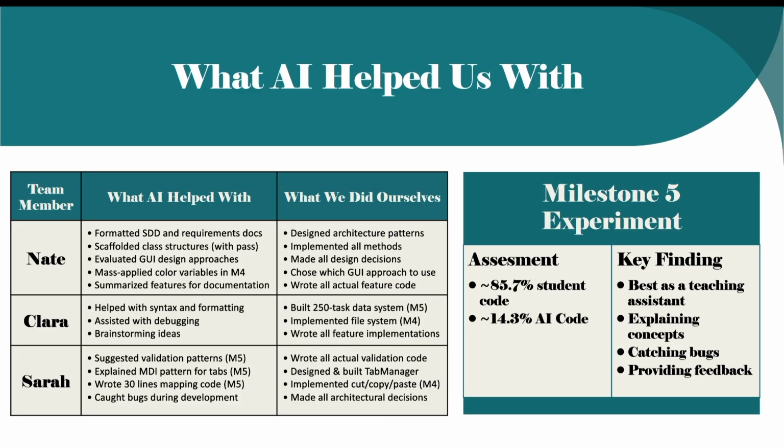Our professor required us to do some documentation on AI usage for Milestone 5. So when we did the math, AI wrote about 30 lines out of 210, so that's 14.3%, where we wrote 85.7%. And honestly, this is the pattern that all three of us experienced. AI acted like a teaching assistant. It explained concepts, caught bugs, and helped us with tedious formatting. But we made the decisions, we wrote the code, and we did the real learning.